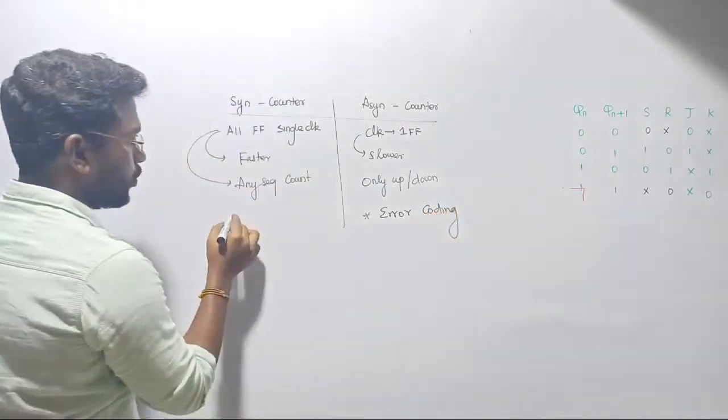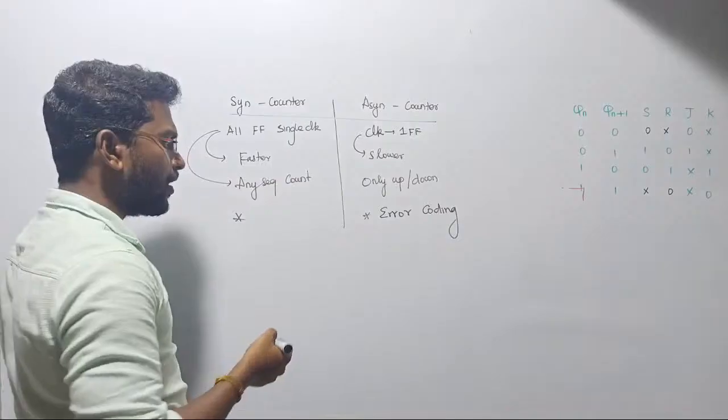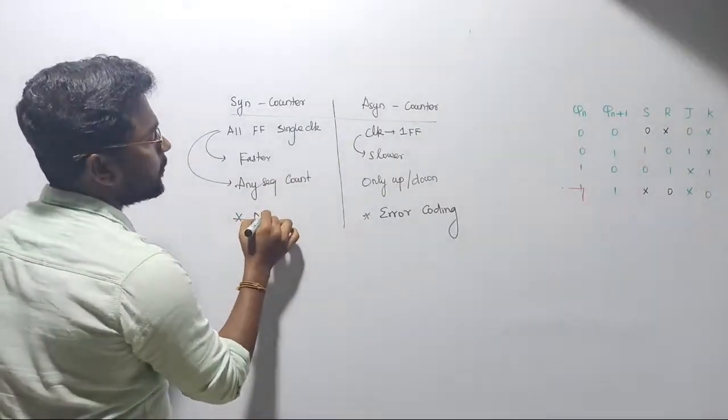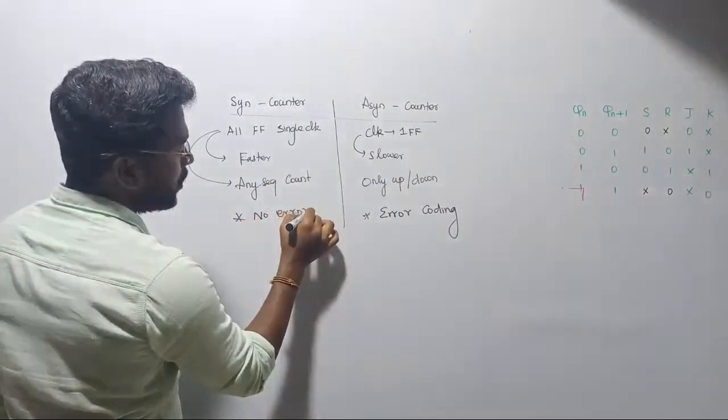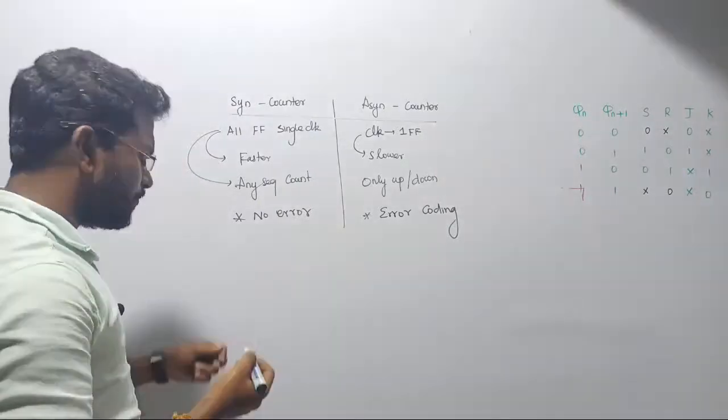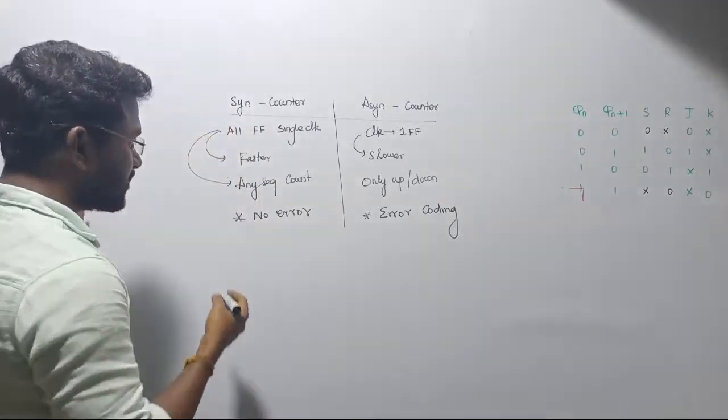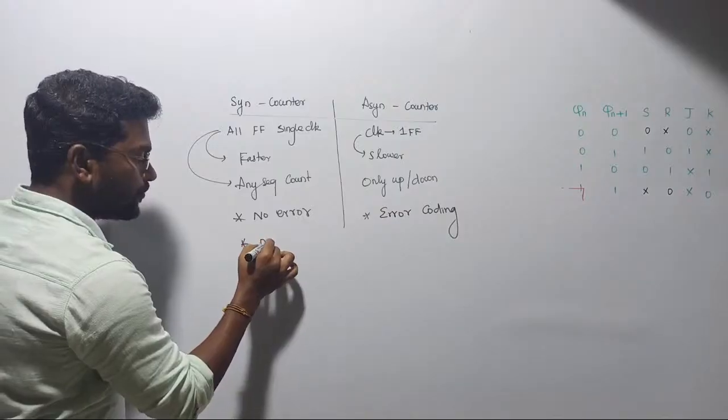Whereas here there is no error. That is called a decoding error. We are simply calling them that, right? So here there is no error. And one second. Synchronous counter is simply called a parallel counter, right?